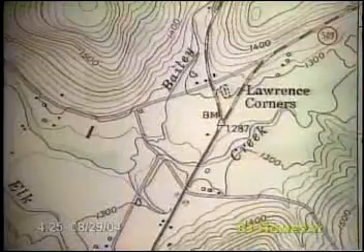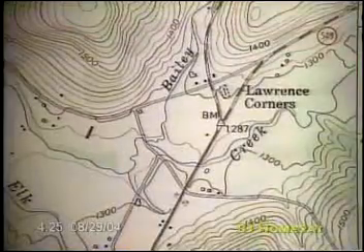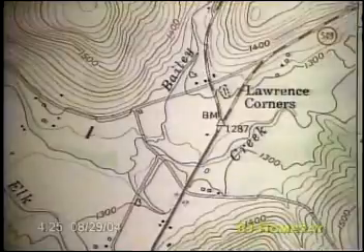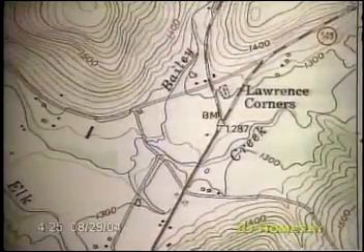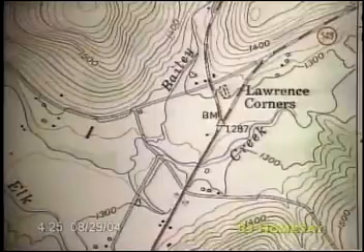Well, now that you've been introduced to the topographical map, let's take a look at one in your textbook. I believe it's on page 15. And we're going to see if we can learn to use that, answer some questions, and just get some practice with it. So on page 15, I'm kind of zoomed in a little bit so we can look at the first question. What is the altitude for the benchmark at Lawrence Corners?